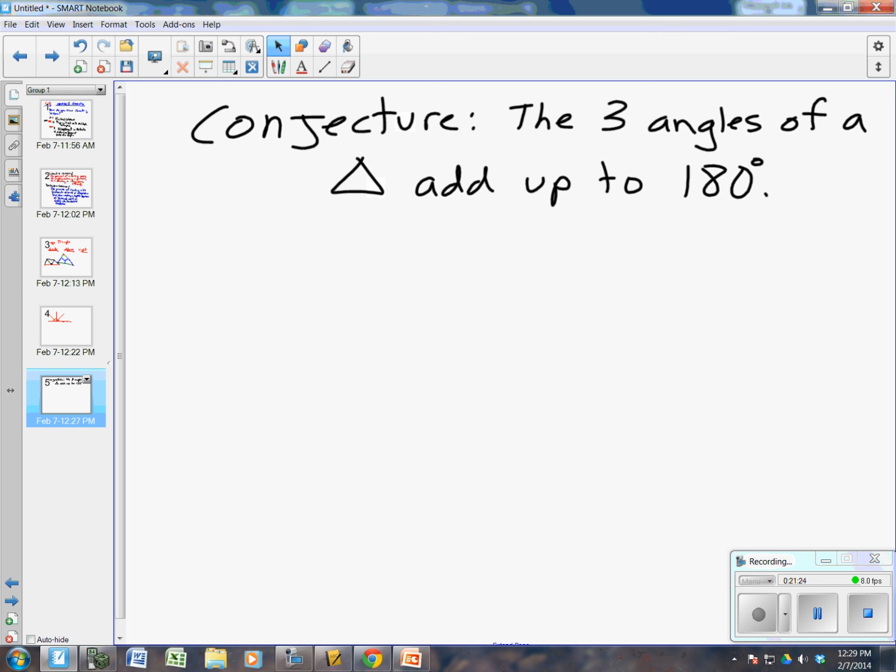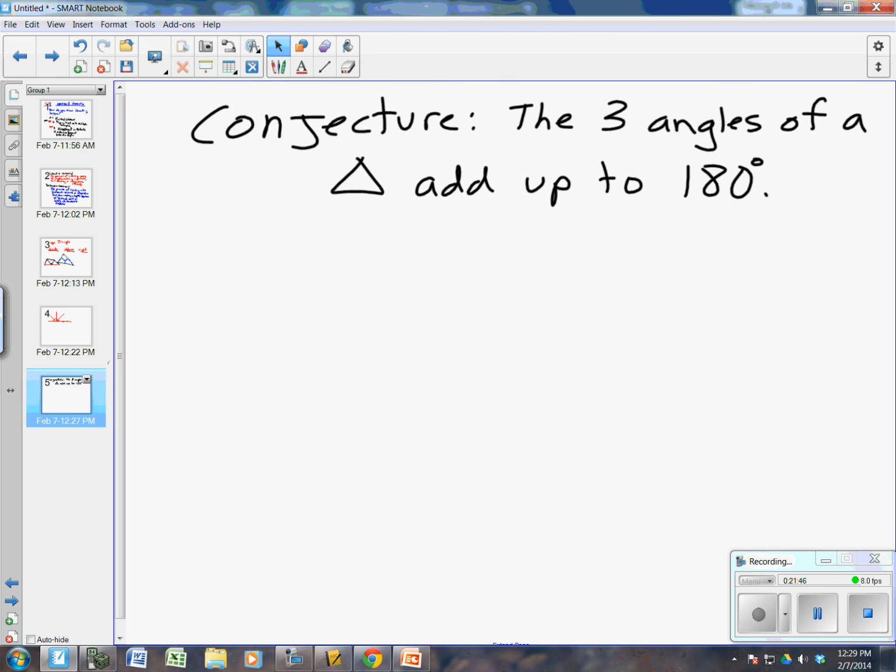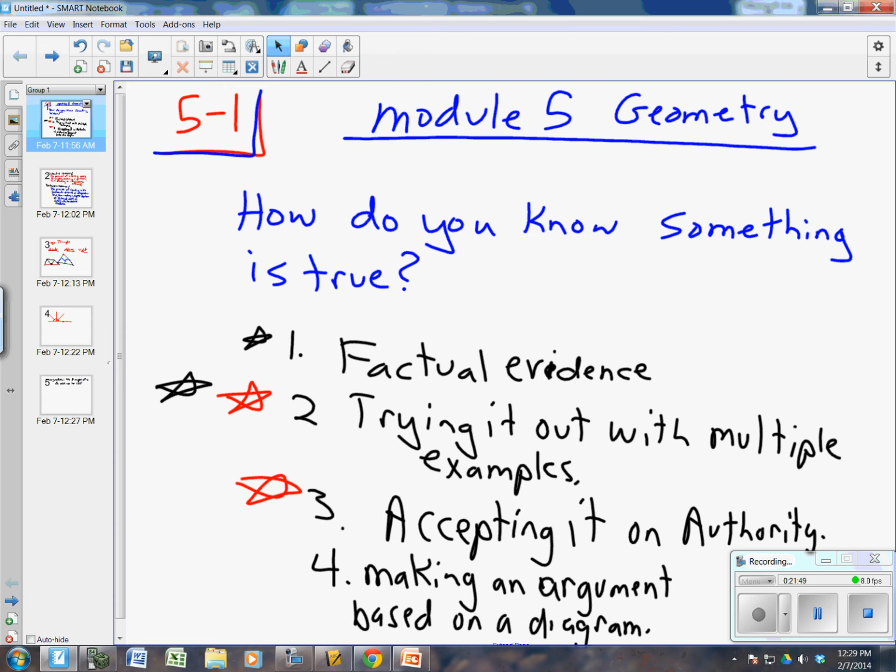So we can't say that it's true for sure unless you accept my authority that I'm telling you that it's true. Could you do that? You've had other teachers tell you that, right? Accepting it on authority. But eventually, next lesson, we're going to actually make arguments about it based on a diagram. And then by the third lesson, we're going to come up with what we call some formal proofs to show things like this are true. That's what we're going to work towards.